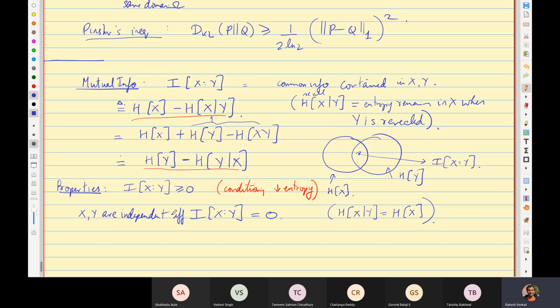And finally, what happens if A equal to B, that is, X equal to Y? In this case, H of X given Y is 0, and therefore everything that is there in X is common to Y, and therefore this is H of X, also equal to H of Y.